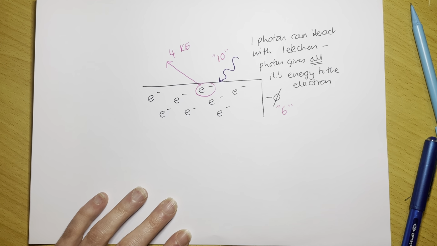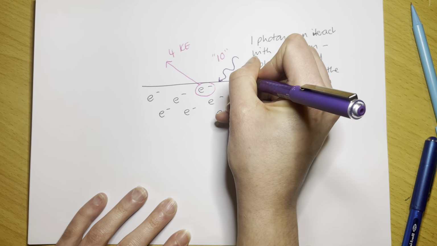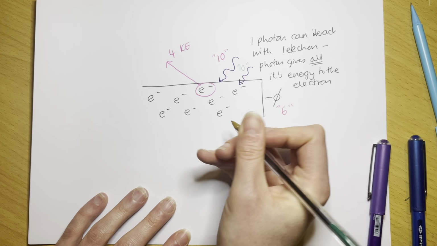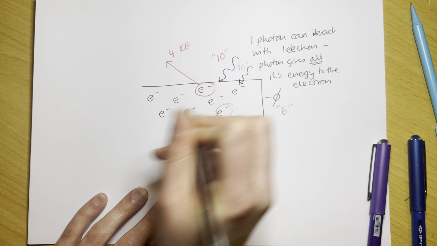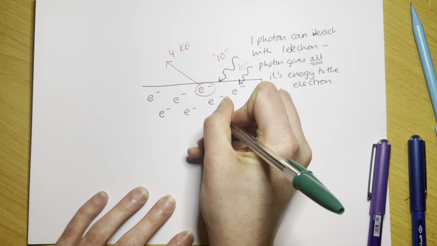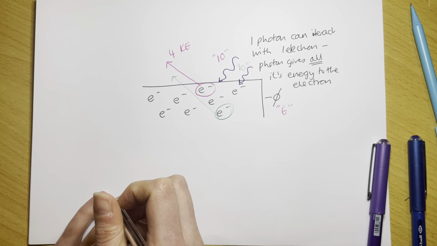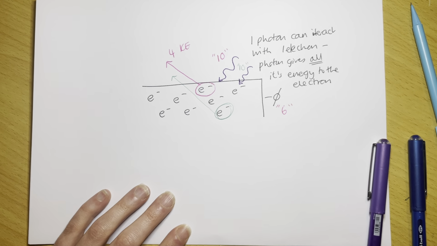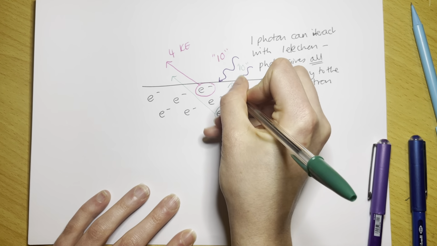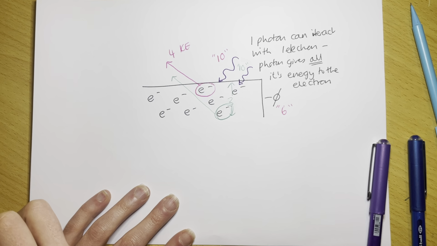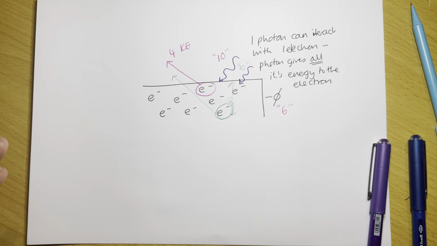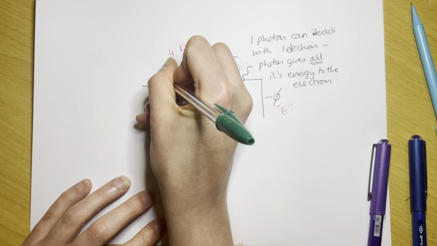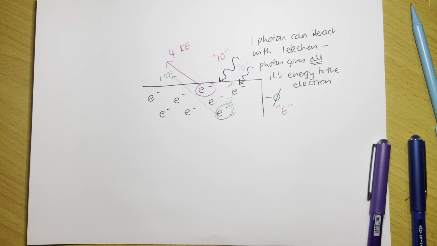If instead I have another photon with 10 units, I'll do it in green this time, but instead it decides to be absorbed by this electron here, this electron will be ejected from the surface, hopefully, but it's going to be ejected from the surface with less. It takes 6 to escape the surface, but before that, maybe it takes 3 units to get to the surface. So it's had 10 units of energy, it's taken 3 to get to the surface, it takes 6 to escape the surface, so this would only have 1 unit of KE.